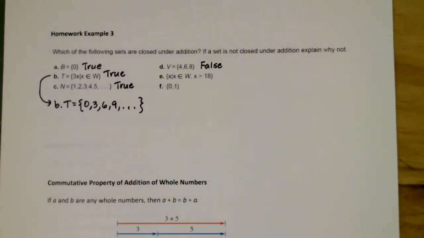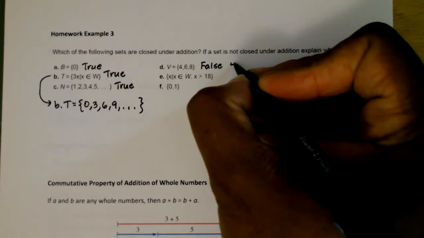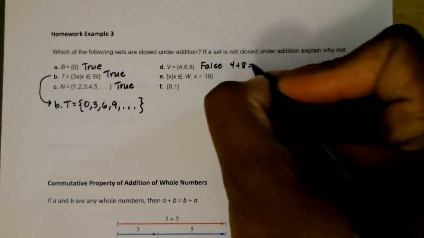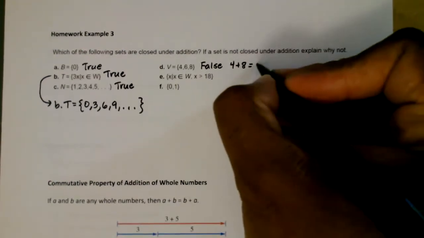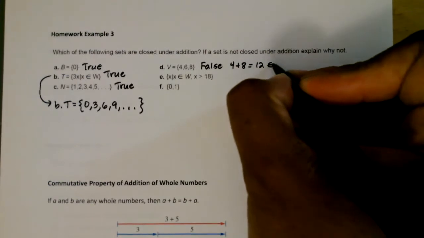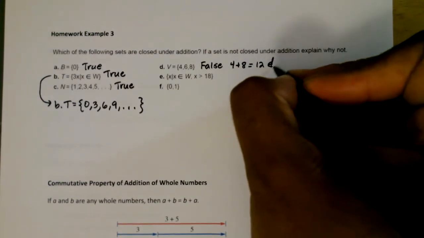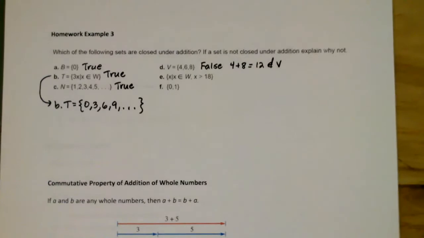This is just an example. I can add 4 plus 8, and that's 12. But that is not an element in set B. So that's why it's not closed.